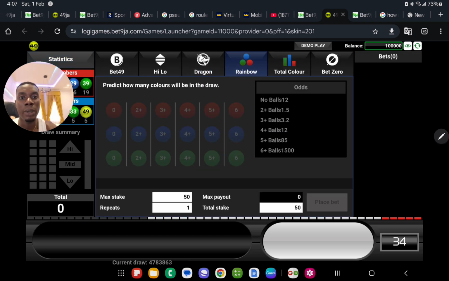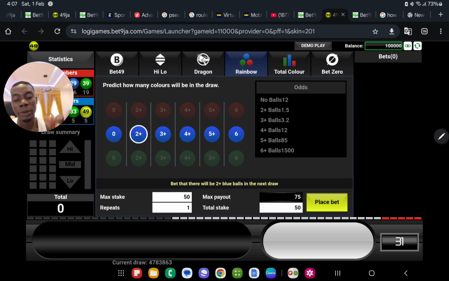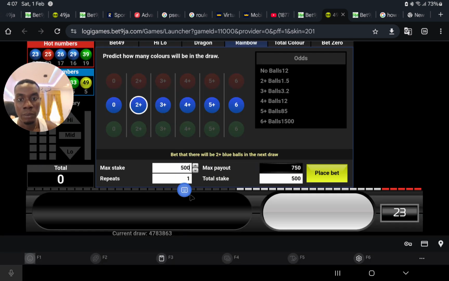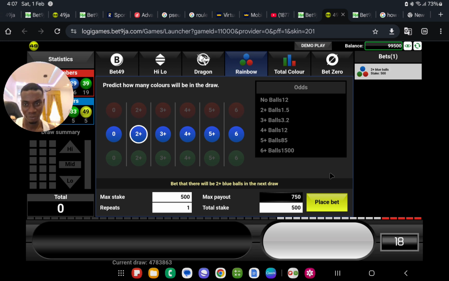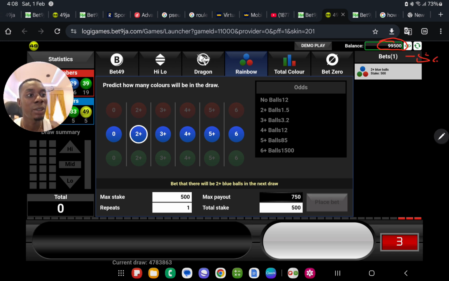So let's assume that we are going for blue 500. We've traded for blue 500 with the 500, which is the first one, and in the account, remember, we added 100,000 naira. So minus the 500 naira we have used to place the trade, this is what we have.